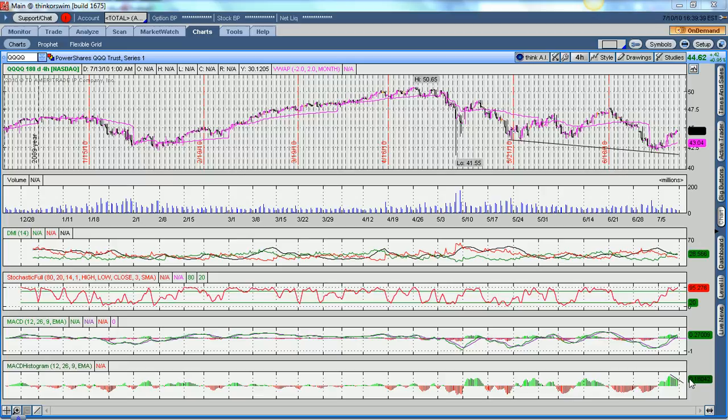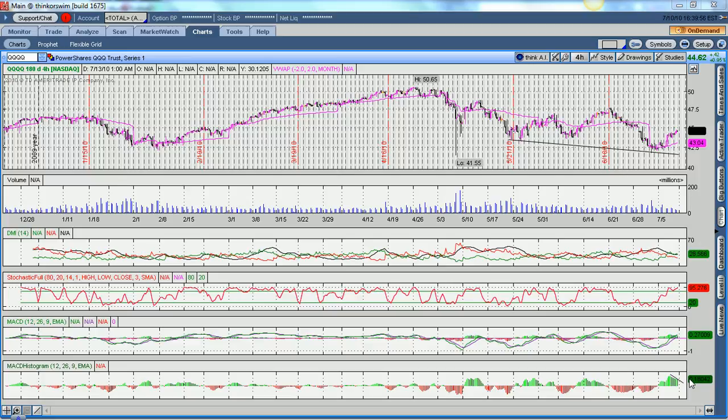I just had a chart up of the Qs, which I don't normally trade, but I do trade a lot of Nasdaq, and the Qs pretty much follow the Nasdaq movement. And we have the same basic picture as we do on the S&P 500, and that's a head and shoulders.